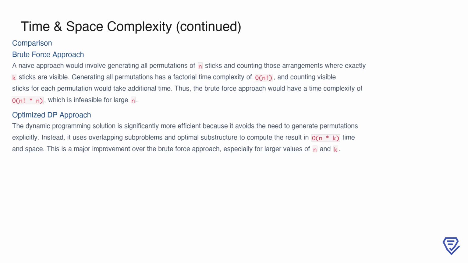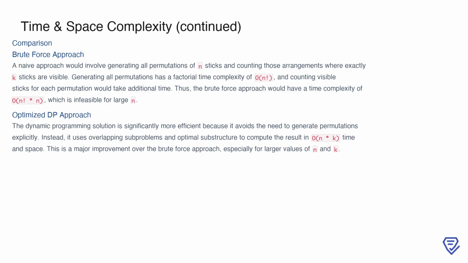Generating all permutations has a factorial time complexity of O(n!), and for each permutation, we'd also need to count the visible sticks, which adds an additional factor of n. This makes the overall time complexity of the brute force approach O(n*n!), which is computationally infeasible for large values of n.